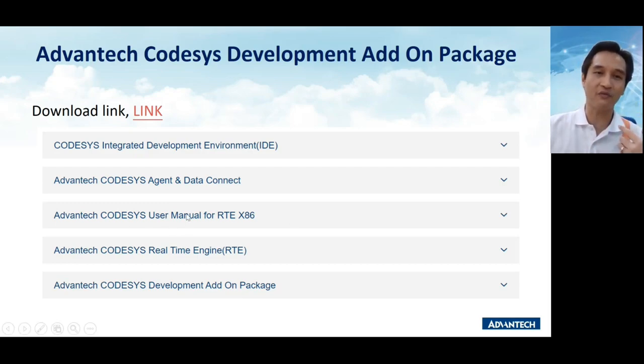The user menu, I don't need to install for this part. And the fourth one, if you are a user, you don't need it. This one is mainly for our support team. Sometimes your image is crashed and we need to flash the image, or we have to run your CODESYS license, all these things. So this is mainly needed by the Advantech support team. If you are a user, you don't need to download and install it, right?